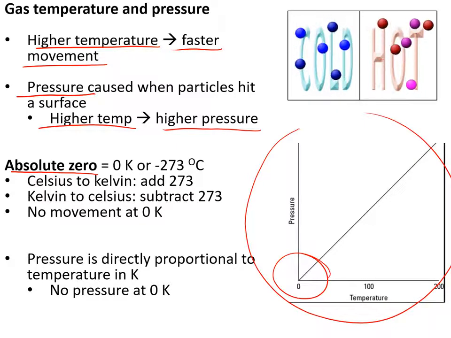To convert between Kelvin and Celsius, to turn Kelvin into Celsius, you take away 273. To turn Celsius into Kelvin, you add 273.